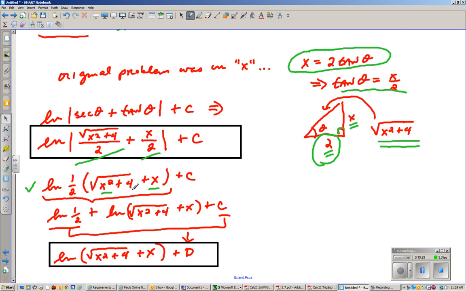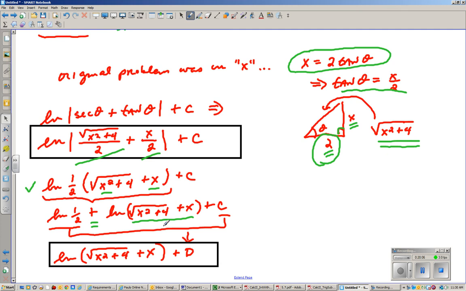So we don't need the absolute value sign. I don't know if you followed all that, but if you think it through, it is not needed. Well, anyway, notice that one of our laws of logs is if we've got a product, we can expand and say, well, it's the log of 1/2 plus the log of the other factor, which in this case is square root of x squared plus 4 plus x.